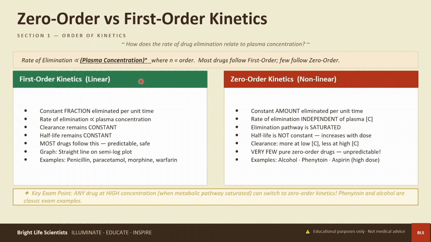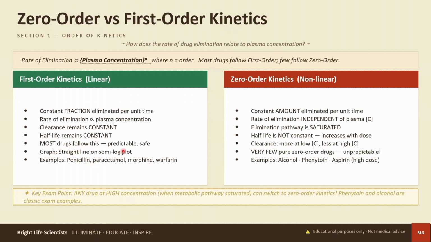First order kinetics, also called linear kinetics. In first order kinetics, a constant fraction of the drug is eliminated per unit time. The rate of elimination is directly proportional to the plasma concentration. Double the plasma concentration, double the elimination rate. Clearance and half-life both remain constant. This makes first order drugs predictable and safe to dose. Most drugs, including penicillin, paracetamol, morphine, and warfarin, follow first order kinetics. On a log linear plot, you get a straight line.